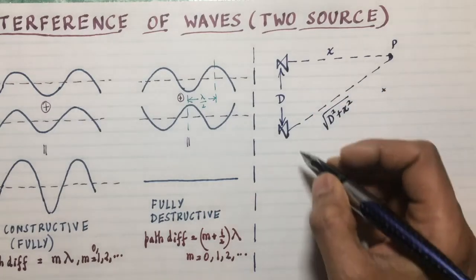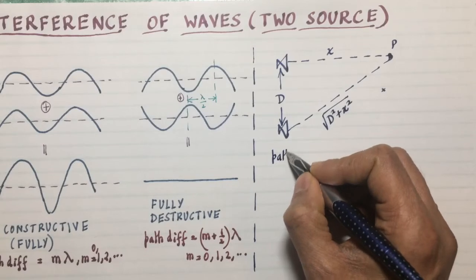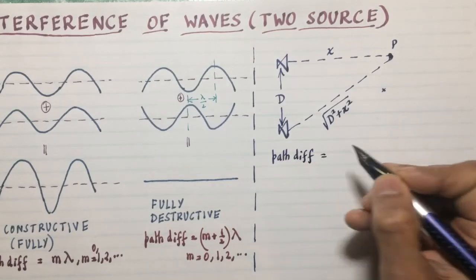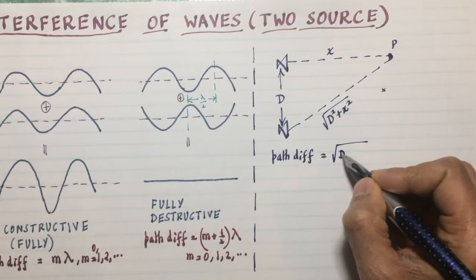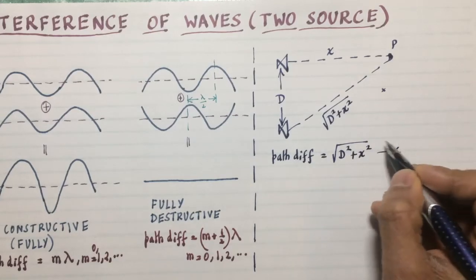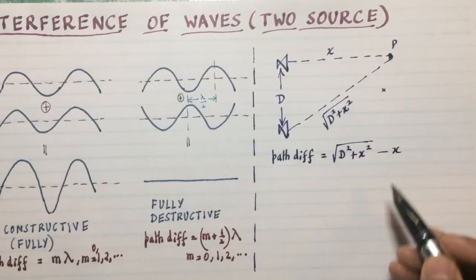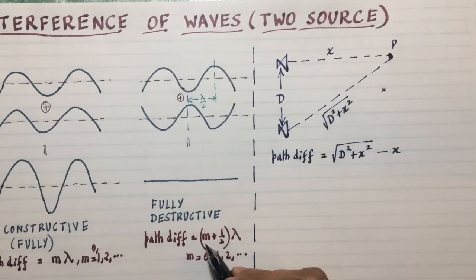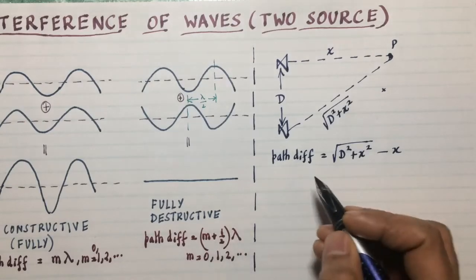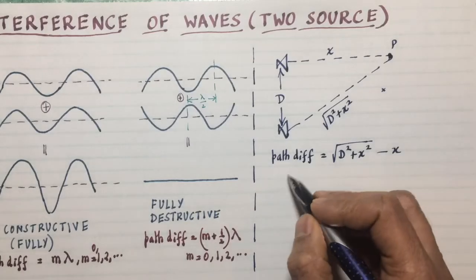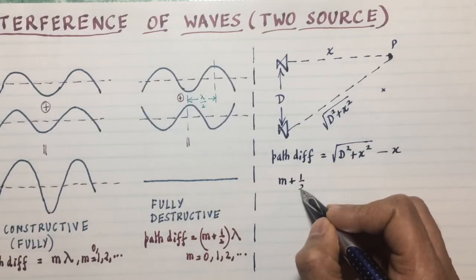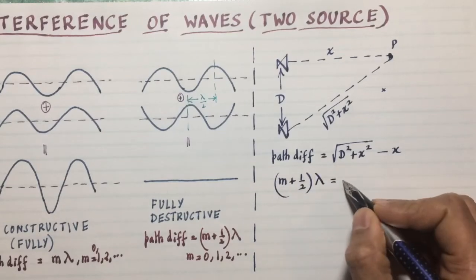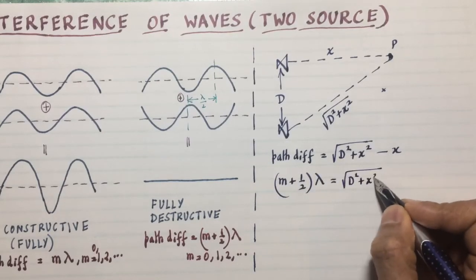And so we can actually have a concrete formula for the path difference. The path difference in this case is going to be the square root of d squared plus x squared minus x. I put the longer distance first because I wanted a positive quantity, since I've always assumed that this is positive. So let's find out the worst place to sit. The worst place to sit would be m plus a half lambda. So that will tell you where not to put your couch. So let's write that. m plus a half lambda equals the square root of d squared plus x squared minus x.